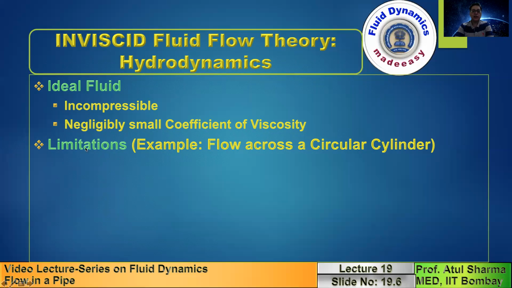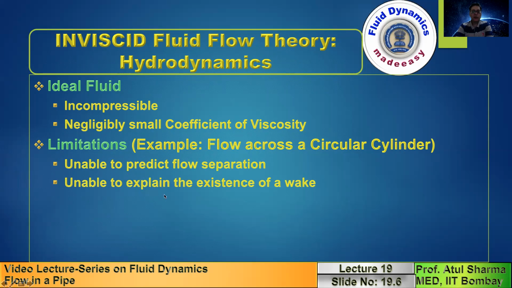However, with this inviscid fluid flow theory, in the early days of fluid mechanics, there were a lot of mathematicians who considered the fluid as ideal, where they consider incompressible and negligibly small coefficient of viscosity, because with these conditions, it becomes amenable for analytical solutions. So using this inviscid fluid flow theory, they presented the results, but those results had serious limitations when you compare with the experimental results, such as if you consider flow across a circular cylinder, then through this inviscid flow theory, you cannot predict the flow separation.